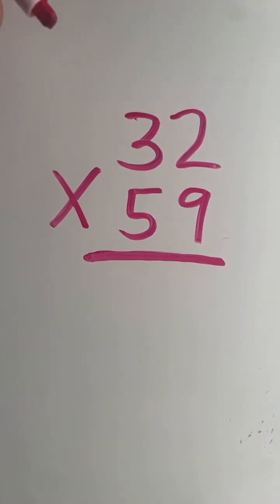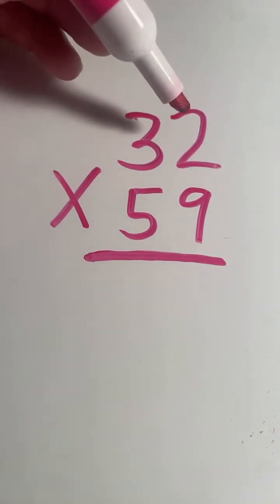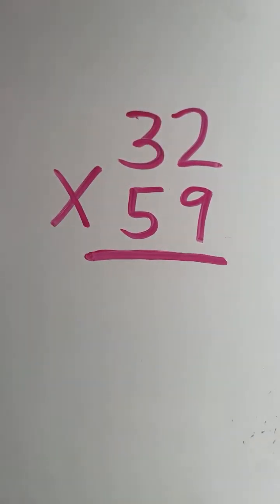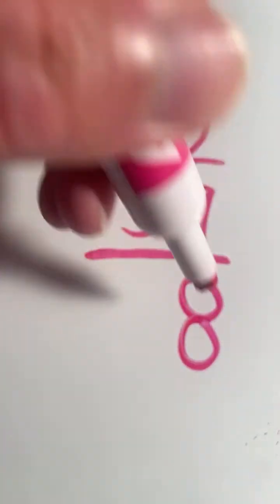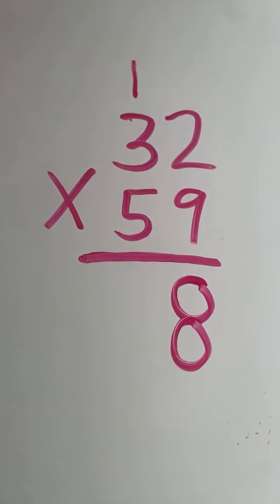So step 1, we are going to multiply the digits in the ones place. And then if our product is 10 or more, we will regroup. So 2 times 9 equals 18. That product is more than 10, so we're going to have to regroup. The 8 in 18 is going to go in the ones place. The 1 in 18 is getting carried over to the tens place.